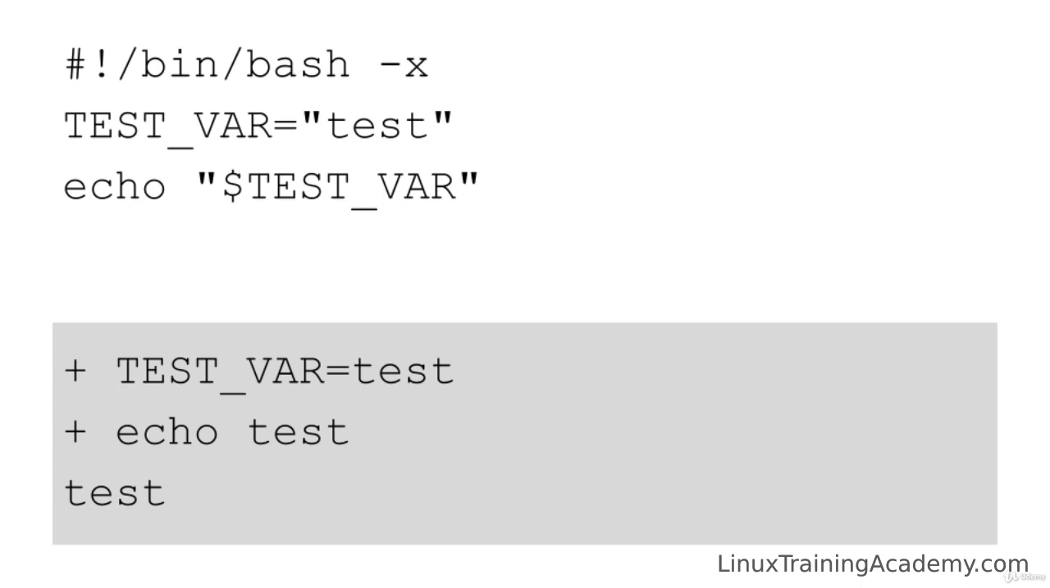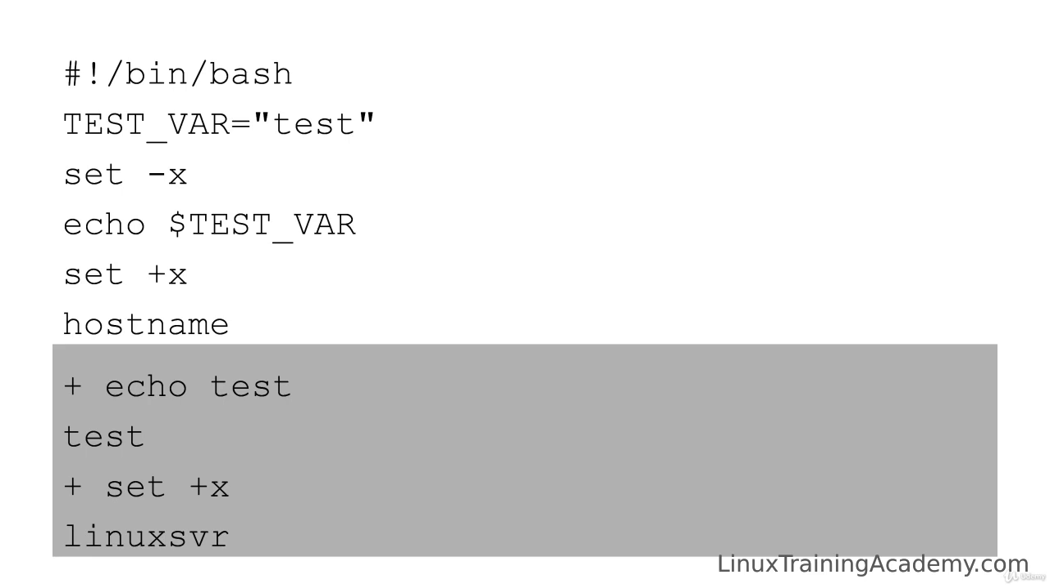In this example, there are two commands that are executed. The first is setting the value of the test_var variable. The second command is to echo that value to the screen. In the output, the result of the echo command, which is test, is displayed. There is no plus sign in front of it because it is output as a result of a command and not a command itself.